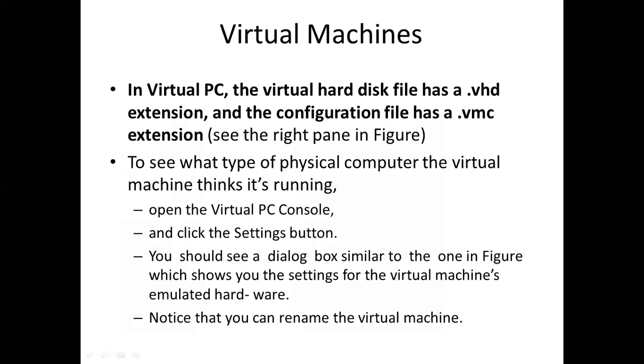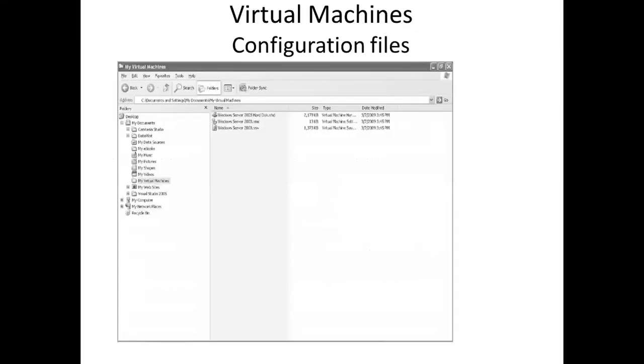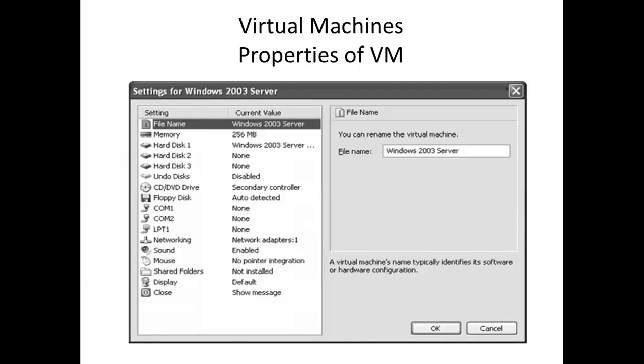And if you want to see what type of physical computer it is, you can open the virtual PC console. You can go on to the settings, and you can see the entire hardware settings of that particular host machine. And you can also rename your virtual machine. Okay, Windows 2003, you can name it something else. So that can be done here, and you can see in this diagram. So this is the settings. They have gone to the settings of the Windows 2003 server. You have a lot of things. You can access all these settings. File name can be changed.